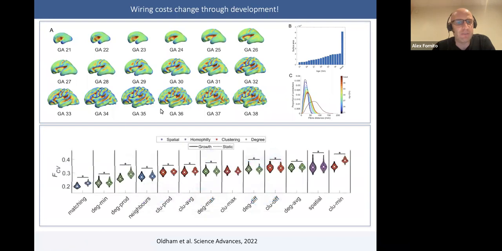And when we compare the performance of the two, we find that our growth models, shown with the solid black lines, are indeed outperforming the traditional static case. So consistent with this idea that if we do account for these developmental changes in network wiring costs and geometry, then we can get a better fit to the data.